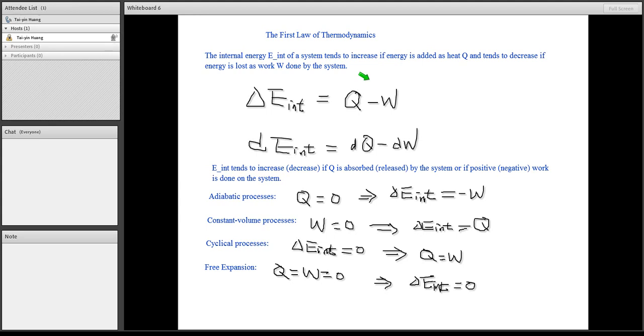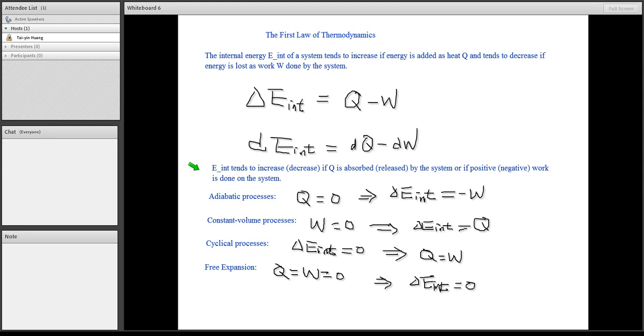So when the system is doing positive work, the internal energy will decrease because it loses that amount of energy to work. So delta E is equal to Q minus W, and in differential form, that is dE, the differential internal energy, equal to dQ, the differential heat, minus dW, the differential work. The internal energy tends to increase if Q is absorbed, in other words, if heat is flowing into the system. And of course, internal energy tends to decrease if Q is released by the system.